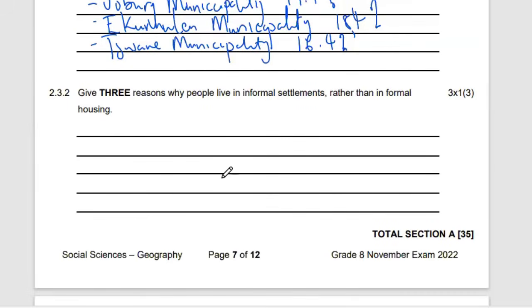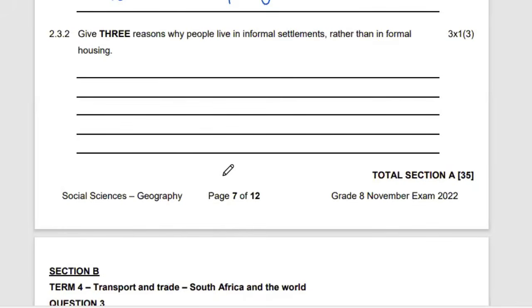Give 3 reasons why people live in informal settlements rather than formal housing. Why do people prefer to live in informal settlements? Right, the one and obvious reason is that it is cheap. The rentals there in informal settlements are cheaper. And what's the other reason? No rates and taxes are to be paid there.